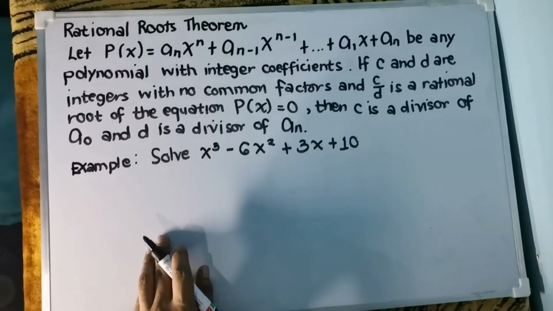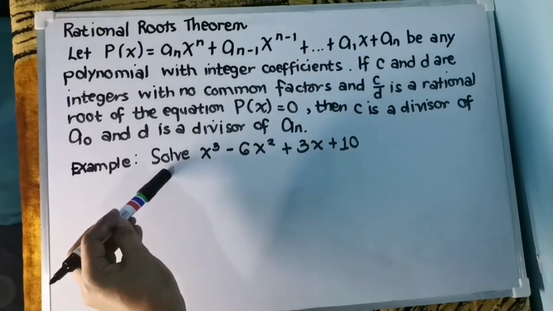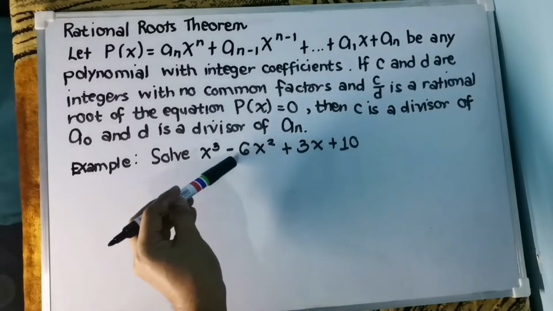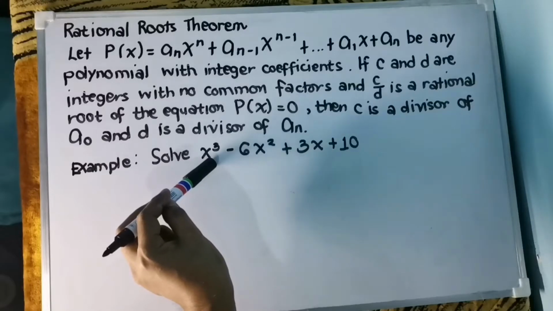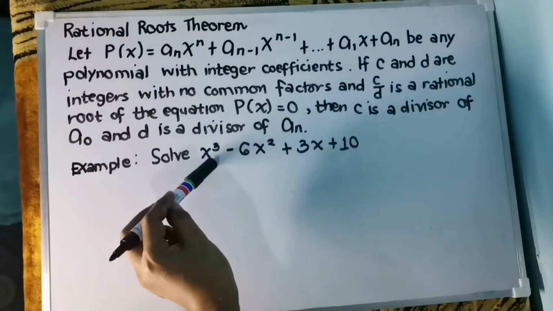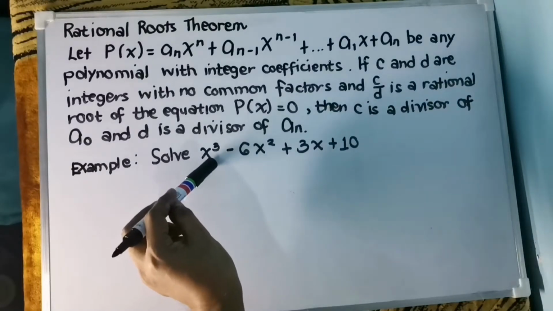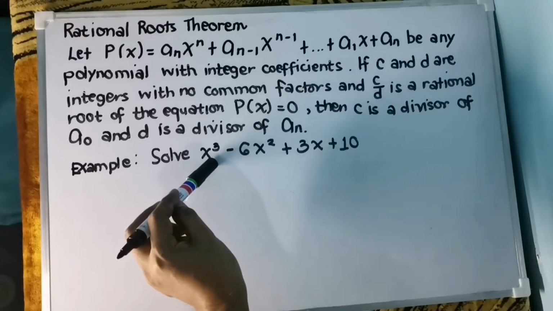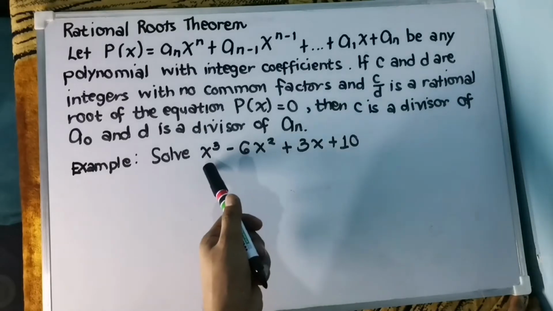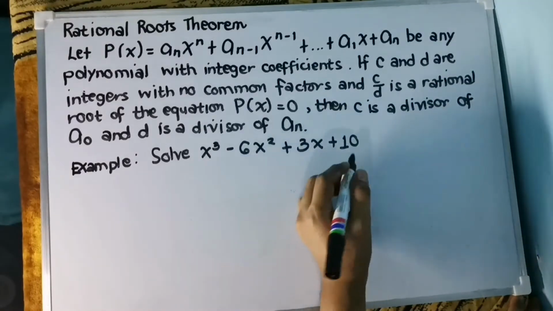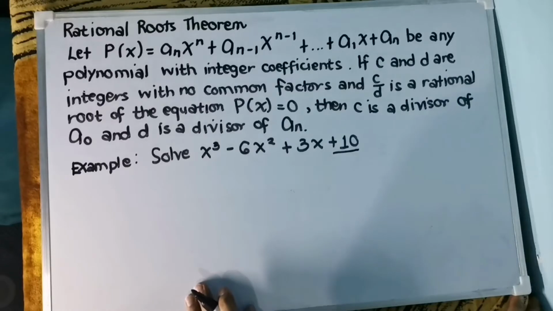So we will be using the Rational Root Theorem to solve such a polynomial, just like this one: x cubed minus 6x squared plus 3x plus 10. So the first thing we should do is to look for the constant term. Our constant term in the given polynomial is 10. And then, we need to write all the possible divisors of 10.